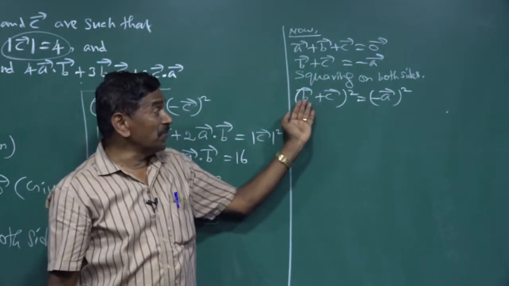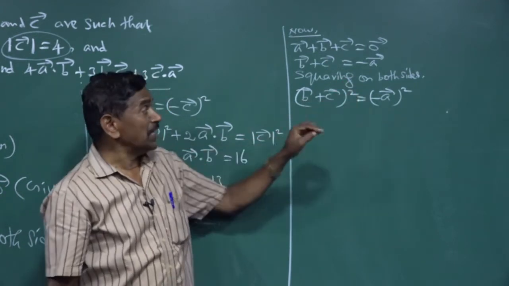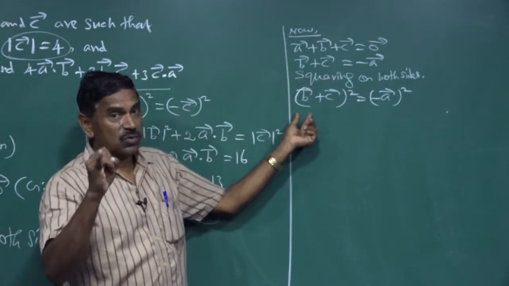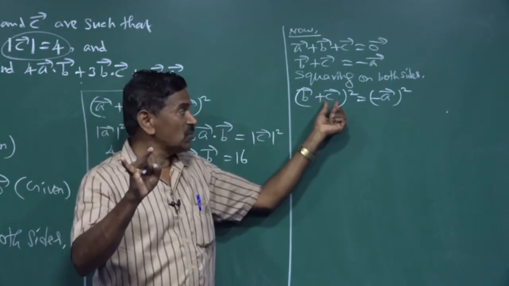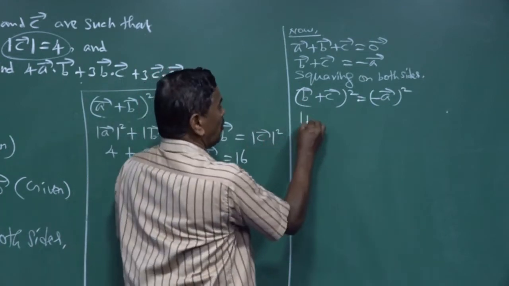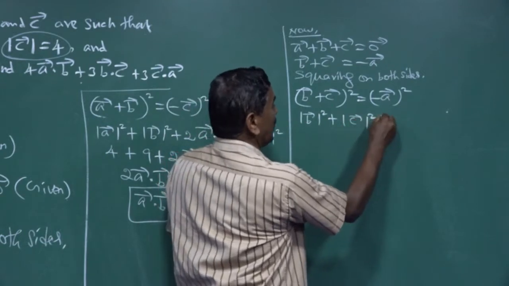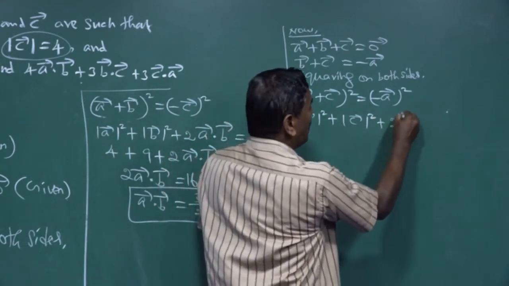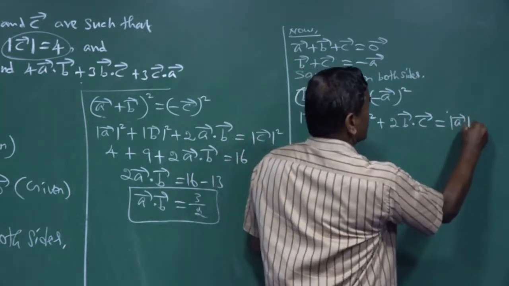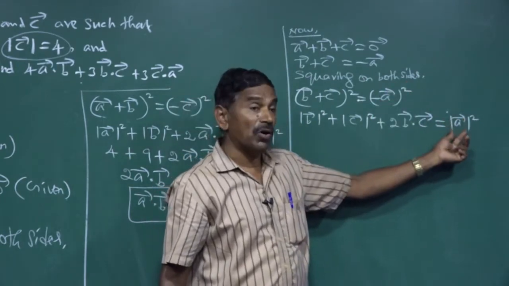Can you tell me what is LHS answer? It is of the form A plus B the whole square, so A square plus B square plus 2AB. But in vector algebra, B vector plus C vector the whole square is equal to modulus B vector square plus modulus C vector square plus 2 B vector dot C vector, which is equal to modulus A vector square, because minus the whole square equal to plus. Then A vector the whole square equal to modulus A vector square.